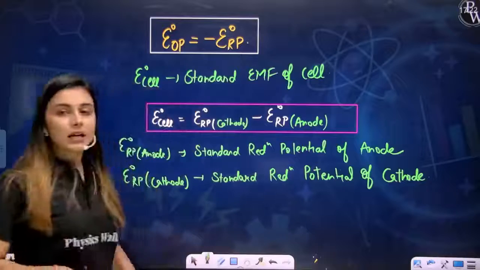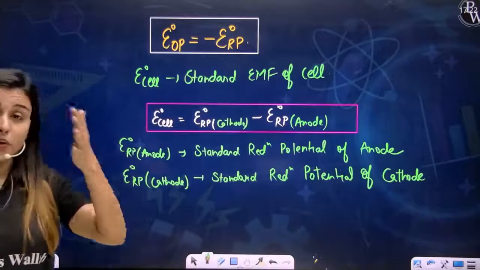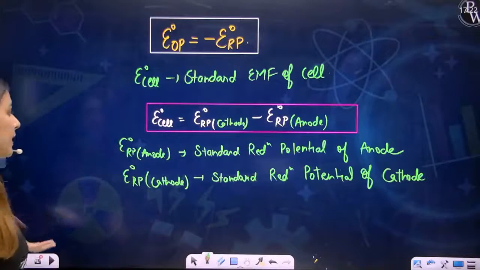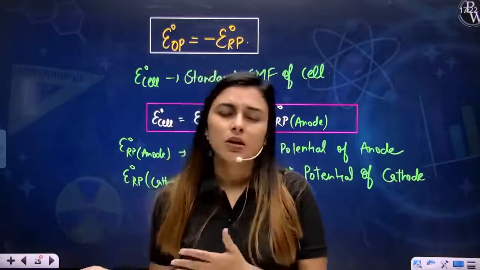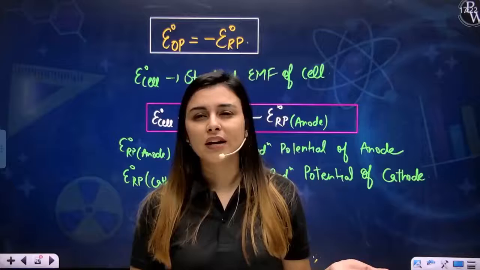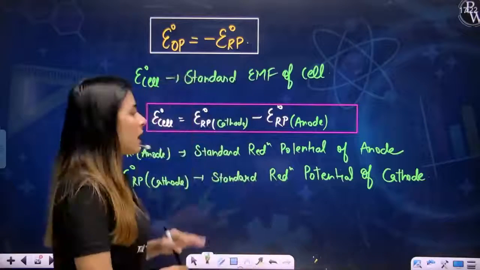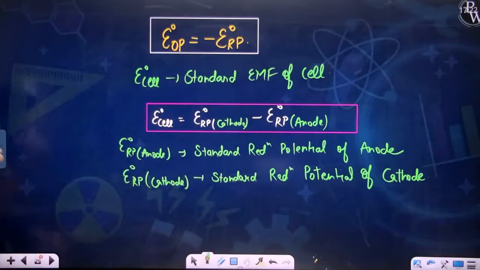Okay. This is the E naught formula which you need to use again and again for calculating the standard EMF of cell. Sometimes you will be given two things out of these, and the third you have to calculate. This is how you calculate. Okay. I hope you're clear with this. Perfect. Now let's move forward.